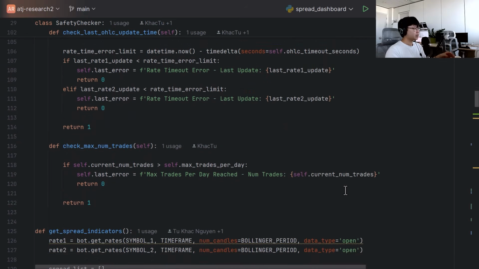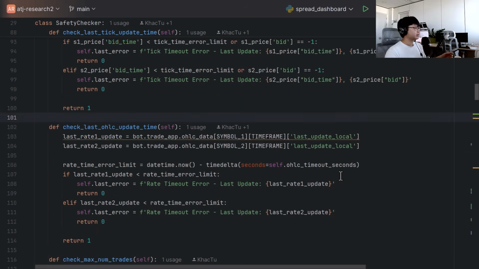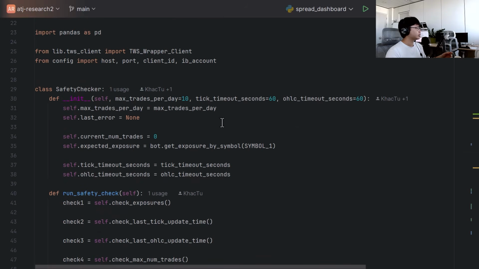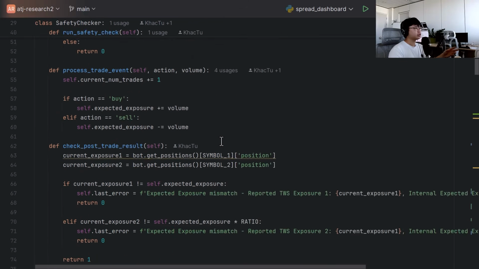Also, there's a function check maximum number of trades per day. So in this example, I don't want to trade more than 10 trades per day because our GSMS stat arb is a swing trading strategy. Most of the trades last a few days. So I do not expect the strategy to trade more than 10 trades per day. And that makes sense because if the strategy accidentally opens 100 or 1,000 positions, we know that something's wrong. So this is just an example how we can use the safety checks to make sure that nothing goes wrong.